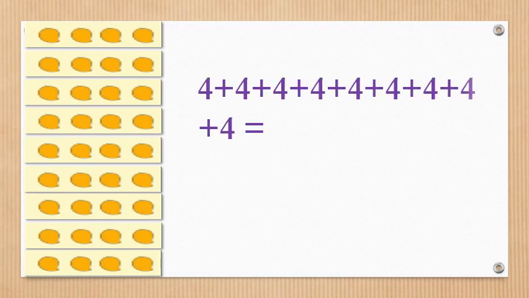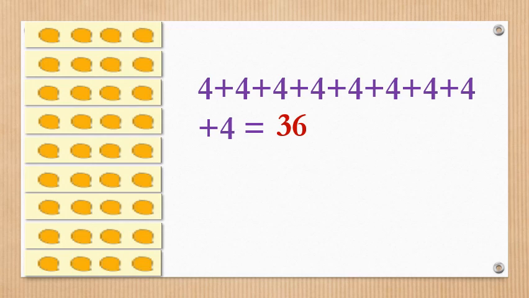Means we will add 4 9 times, isn't it? See this. 9 times we added 4, so we get the answer 36. So there are 36 mangoes all together, isn't it?